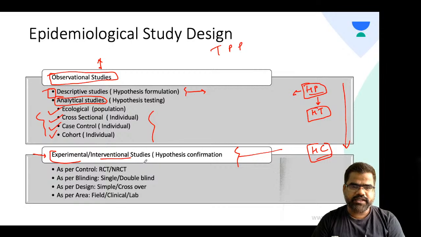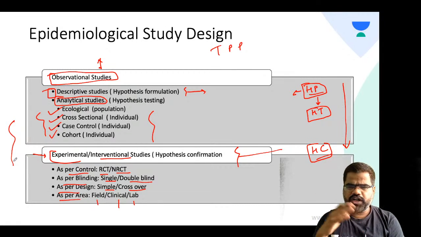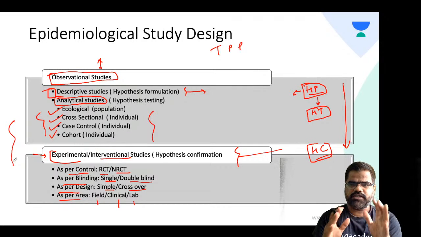When we are doing this, as per control, it can be randomized control or non-randomized. As per blinding, it can be single blinding, double blinding. As per design, it can be simple, crossover. As per area, wherever you are doing, field, clinical, lab. So these are the different ways of classifying epidemiological study design. In whatever way you study, students, the concept should be clear.